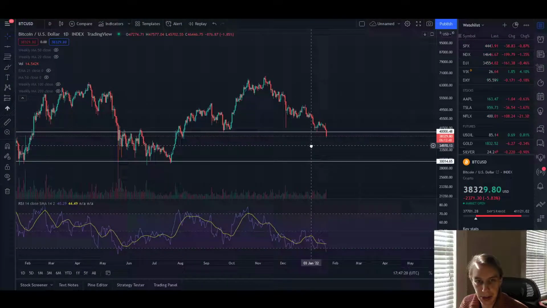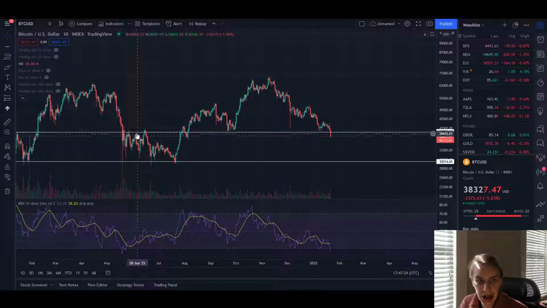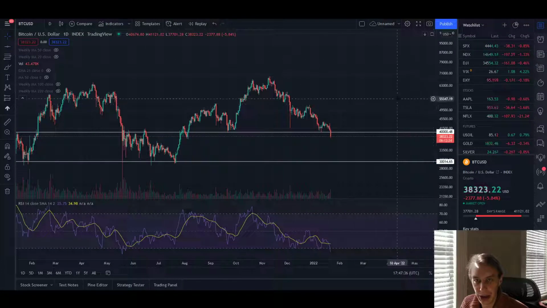So the one possibility, which I don't think anyone wants, but it's something that we have to consider, is that we've re-entered this kind of 40K to 30K range that we were in the summer, and that maybe we're just going to end up ranging down here for a while, that we're going to ultimately end up retesting 30K before maybe we can find support and move back to the upside.